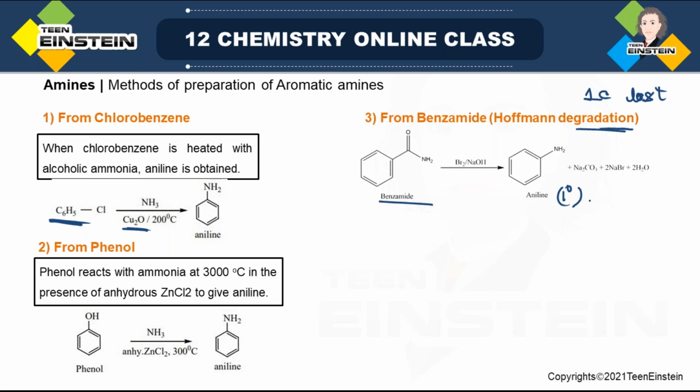And the reagent is the same, that is Br2 in the presence of a basic medium, NaOH or KOH, and this CO is lost, so that is why it is degradation, and aniline is produced. These are the byproducts.